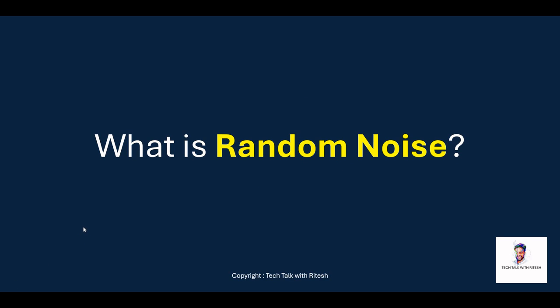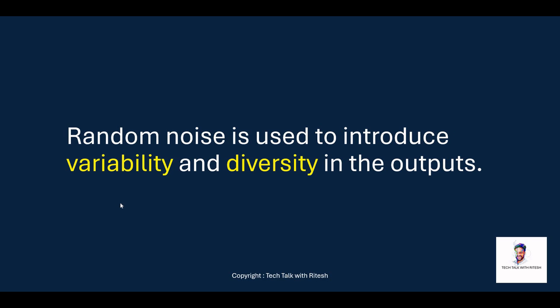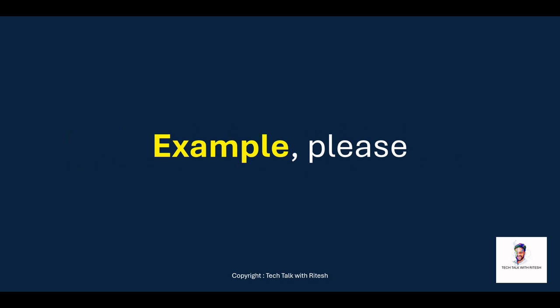Okay, and this term, what is random noise? Random noise is used to introduce variability and diversity in the output. So we want to see different outputs, right? So we want to see different variation. So we add a random noise to the input so that we will get different outputs.